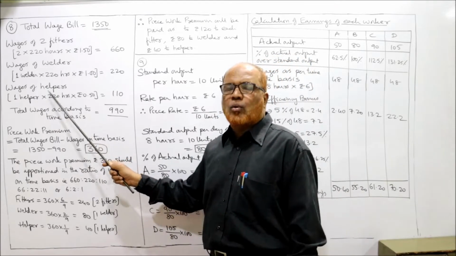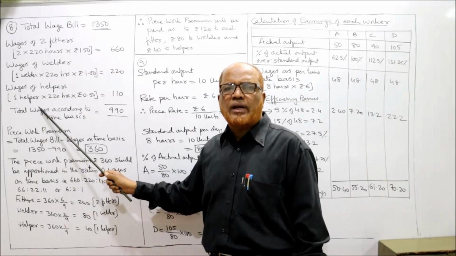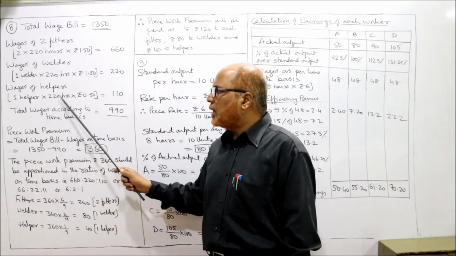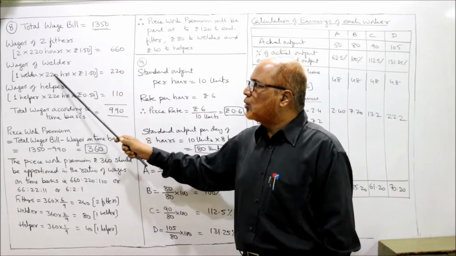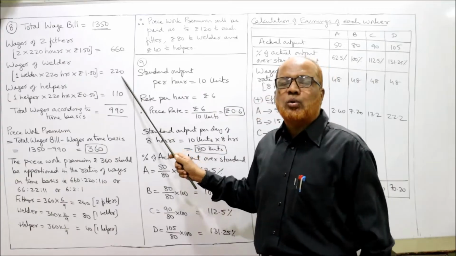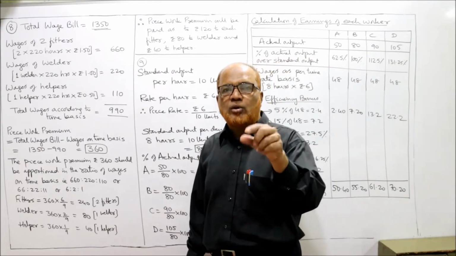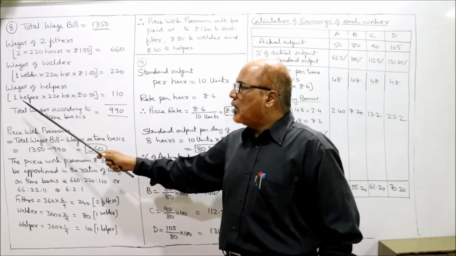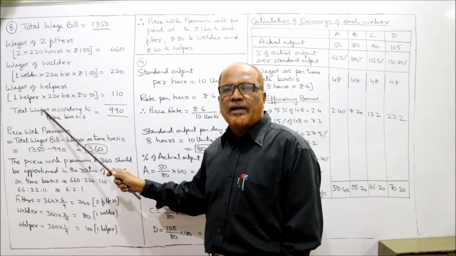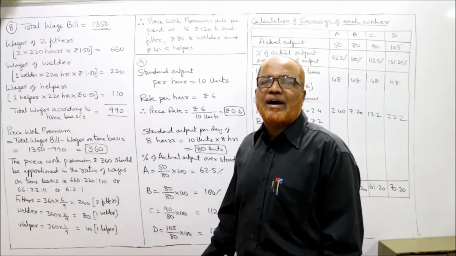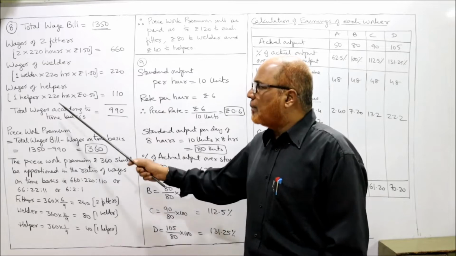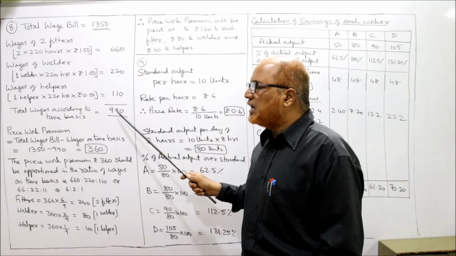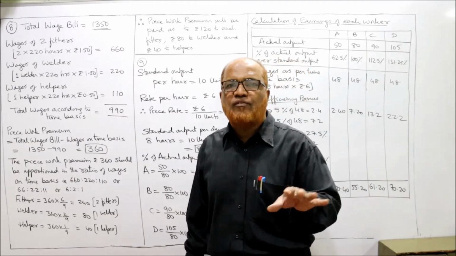Similarly, wages of the welder. Only 1 welder is there. He works for 220 hours and his wage rate is 1 rupee per hour. So 1 into 220 into 1 is 220. So 220 rupees is the wage payment according to time basis for the welder. Now the helper. Only 1 helper is there and he works for 220 hours. His rate is 0.50 per hour, 50 paisa per hour. So multiply, you will get 110. So 660 plus 220 plus 110, 990 is the total wages of all the 4 workers.